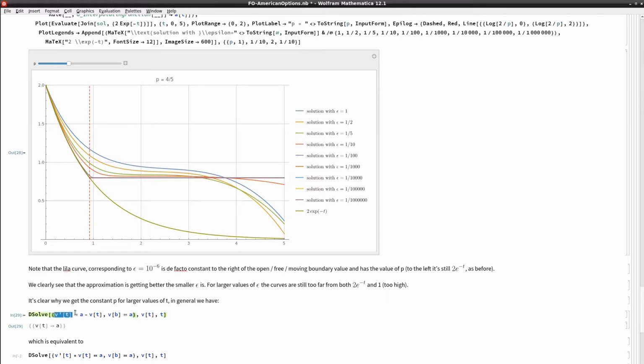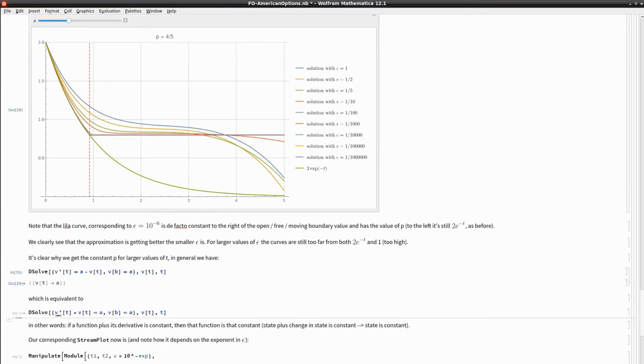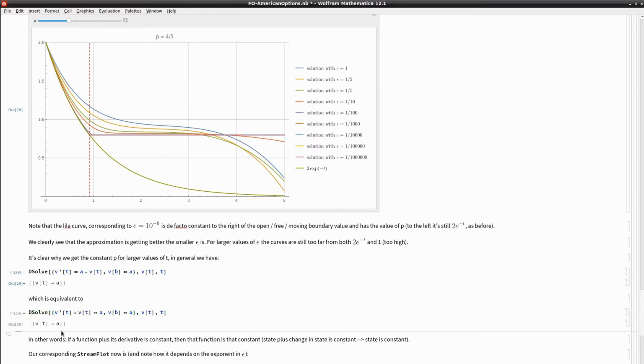So the left side, you can maybe see this better if we rearrange it. We are saying that the derivative by t plus the function itself equals a constant. If we do this, then there's only one solution for our function. Our function can only be that very constant. In other words, if a function plus its derivative is constant, then that function is that constant, right?